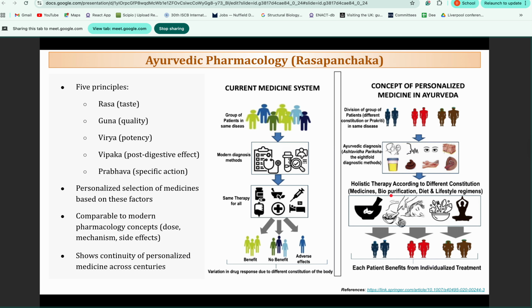So medicine, biopurification, diet, and lifestyle regimens: all these things are given as a therapy. Medicines could be given, and some diet or lifestyle changes could be asked of that particular person to follow. So each patient benefits from the individualized treatment. This is the comparison between Ayurveda and personalized medicine. Both have similar characteristics; both are the same.